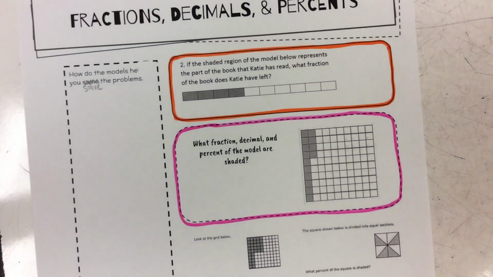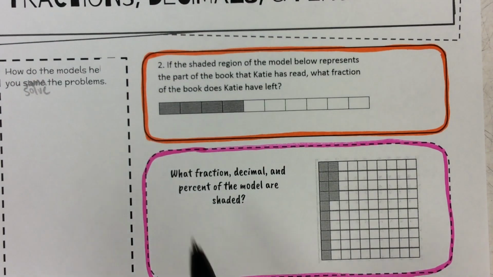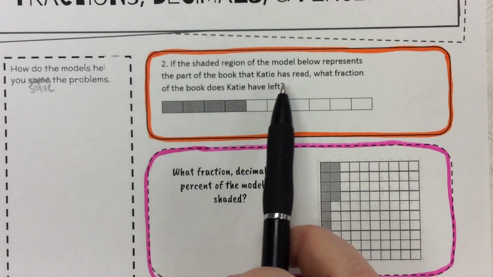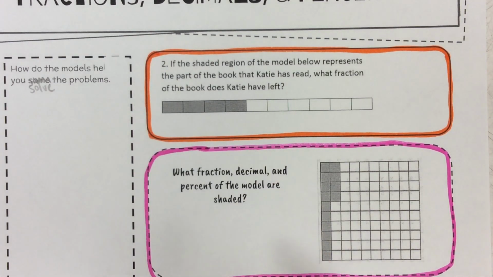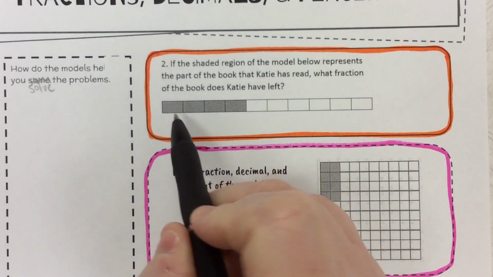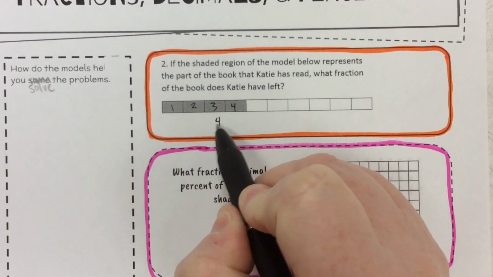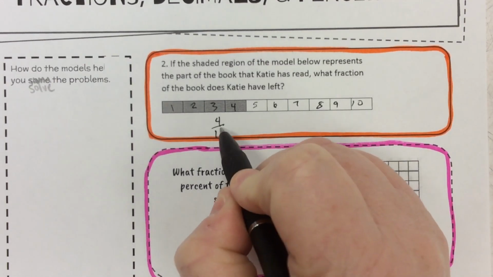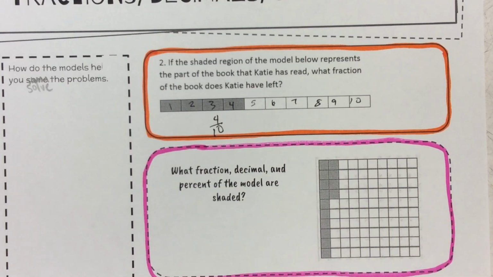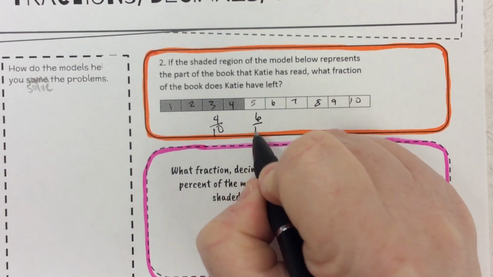All right, now over here are some sample problems. Just a couple of quick sample problems to see that we know this. If the shaded region of the model represents the part of the book that Katie has read, what fraction does she have left? Let's see what she has read here. 1, 2, 3, 4 out of 10. She has read 4/10 of the book. So what fraction does she have left? All of these that are not shaded, which would be 6/10.